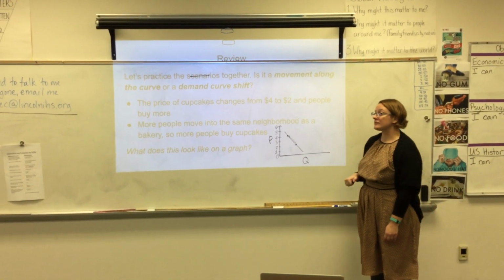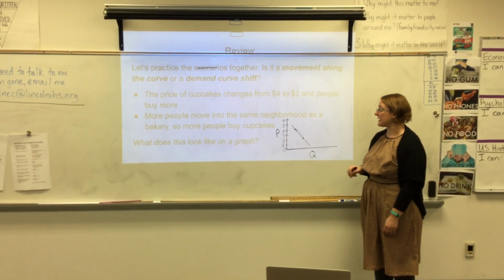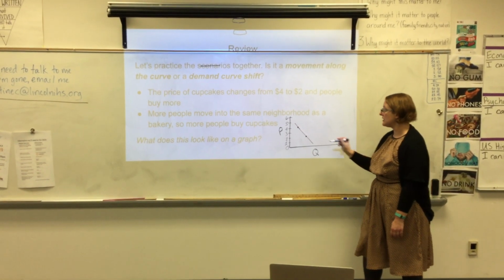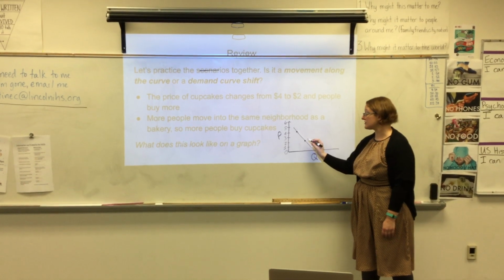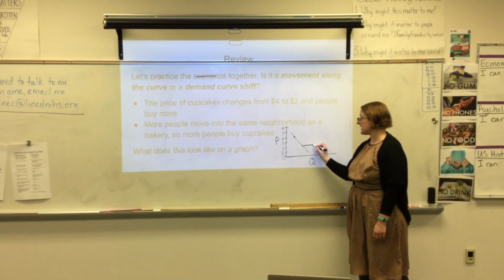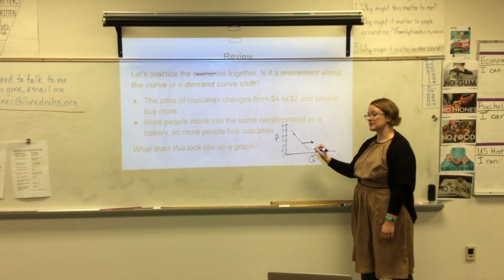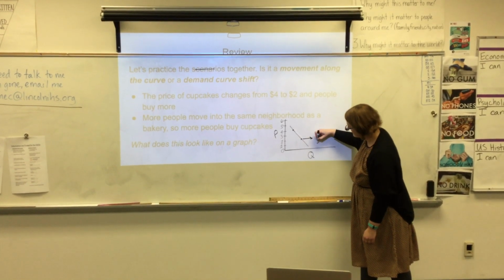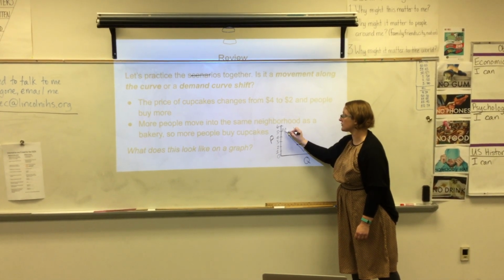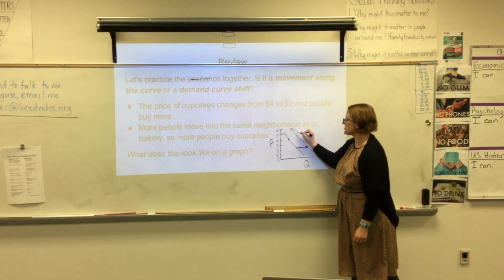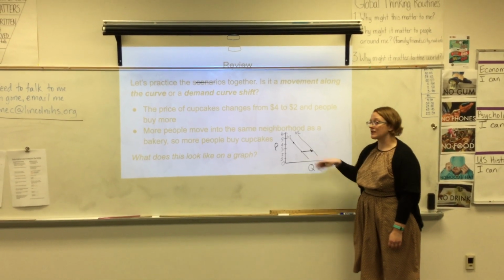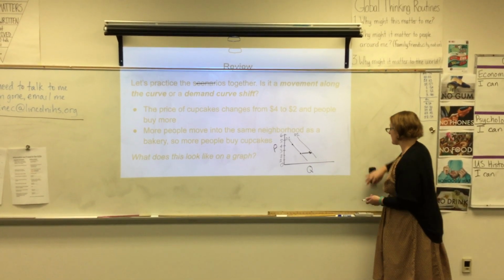However, if suddenly we have more people buying cupcakes because we had more people moving into the neighborhood, we don't have to change our $2 cupcake to get people to buy more. We're just going to have more people buying them. So that's going to be a shift to the right, and I'm going to have a whole new line. So I've got my demand 1, my demand 2, a shift to the right, and a new line. Check your notebook and make sure your graph looks like that.